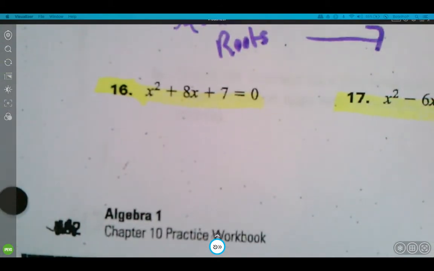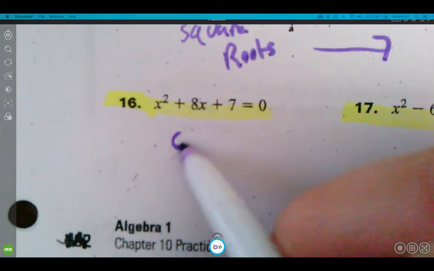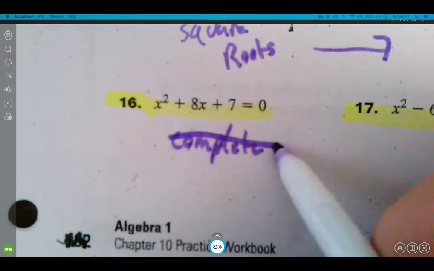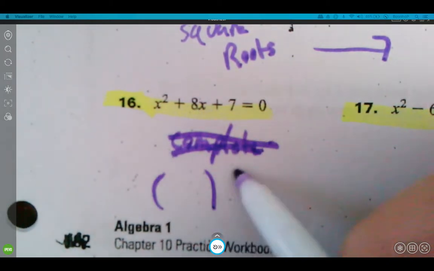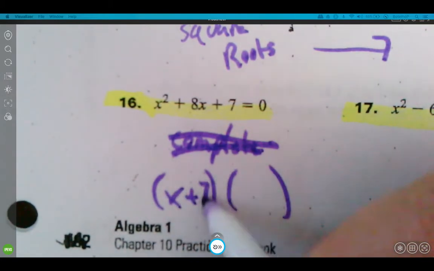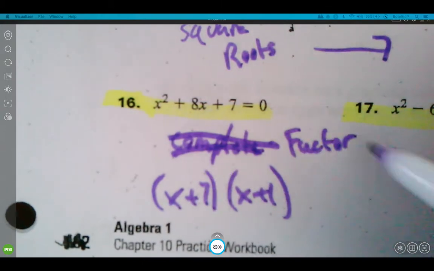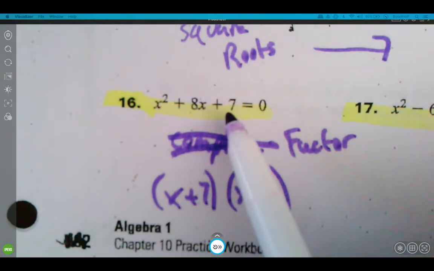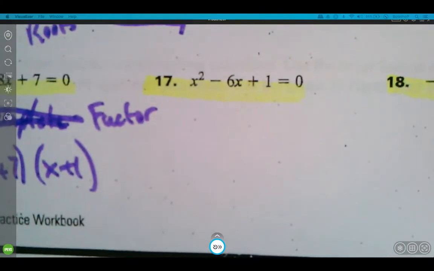Number 16, see, a is 1, so I would do either complete. Actually, you know what? When I see this right away, I'm not going to lie, I'd see factoring, because I can just go boom, boom, boom, x plus 7, x plus 1. So I would just do factoring for this one. That's just me. But if you want to do the quadratic formula or move this to the other side and do completing the square, that could be up to you. There's really no wrong answer. It's just what you would do.